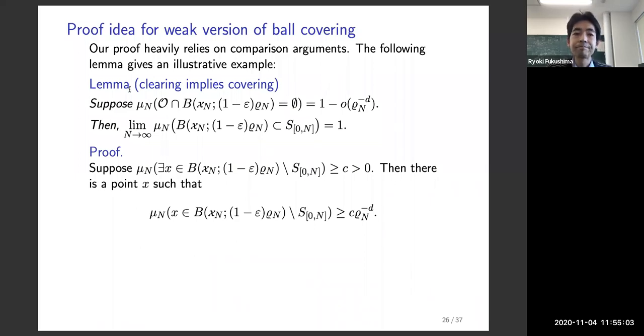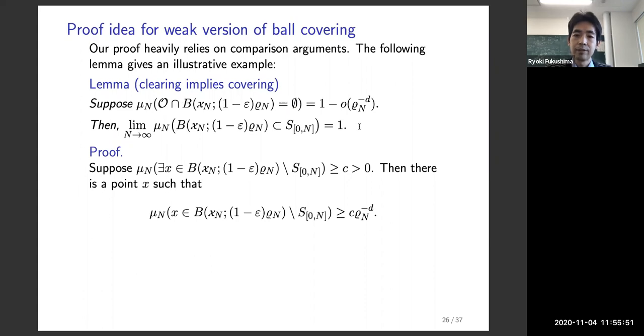So here's a lemma, which claims that if one could prove ball clearing, then ball covering almost immediately follows. What I mean by ball clearing is that there are no obstacles in the ball. Here, the first line: suppose that there is no obstacle in the ball with very high probability. Here is some quantitative control, so it's not only with high probability, and the role will be clear in a minute. But anyway, if we assume this quantitative version of the ball clearing statement, then it almost immediately implies that the random walk range should cover this smaller ball with high probability.